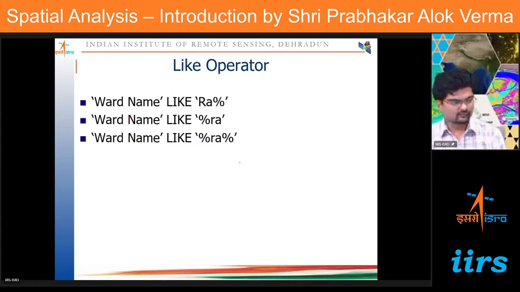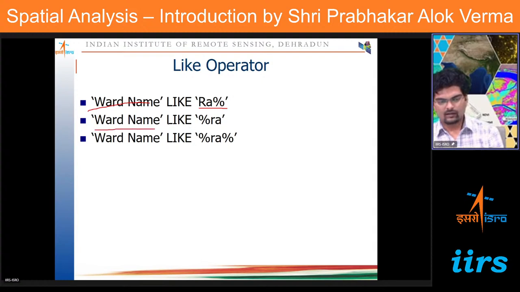LIKE operator. The LIKE operator is used to find out the records which are having values similar to a given pattern. For example, ward name LIKE 'RA%'. So this will select the records which are having name starting with RA. This is case sensitive. So names starting with capital R and small a will be selected.